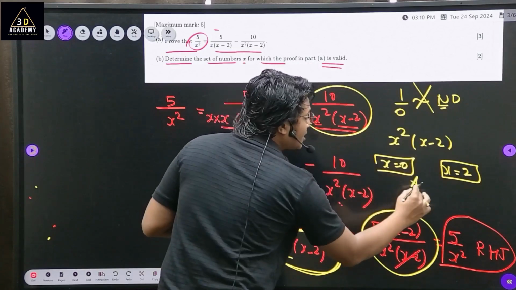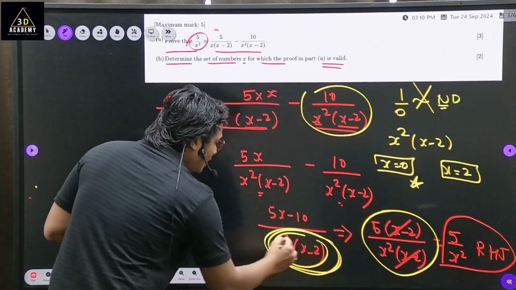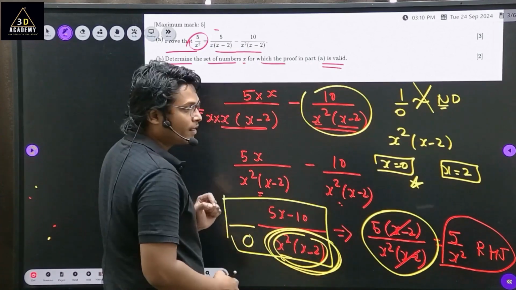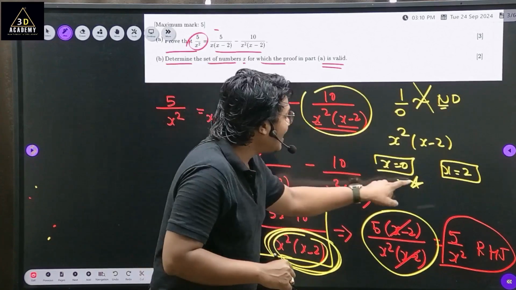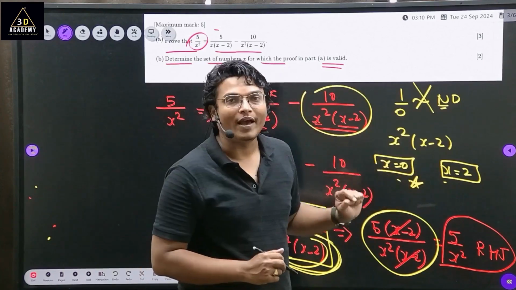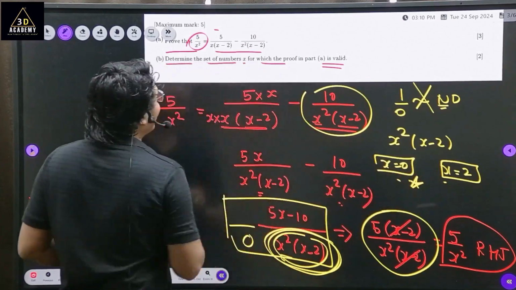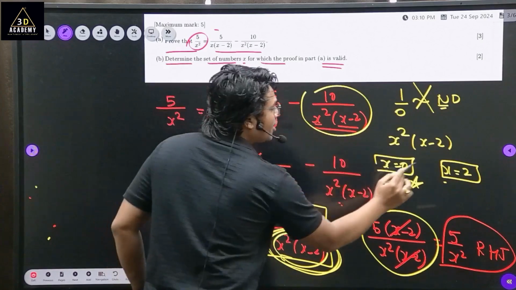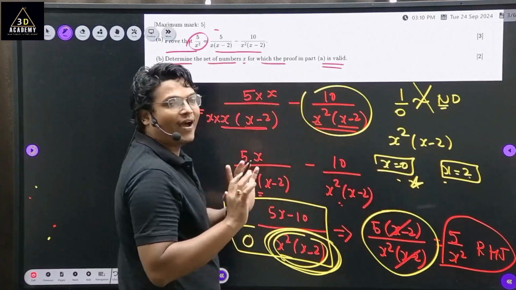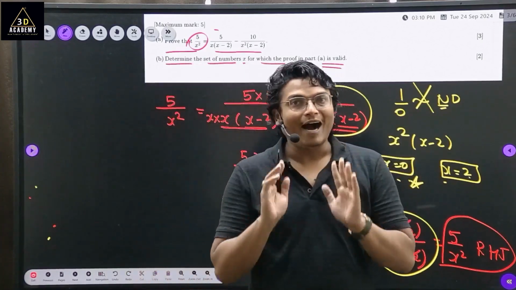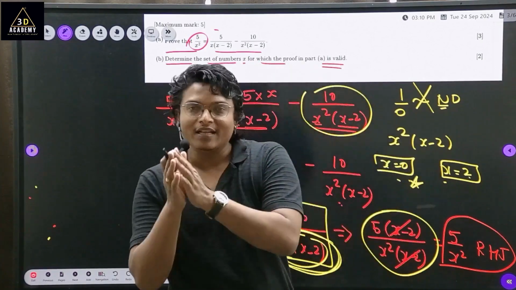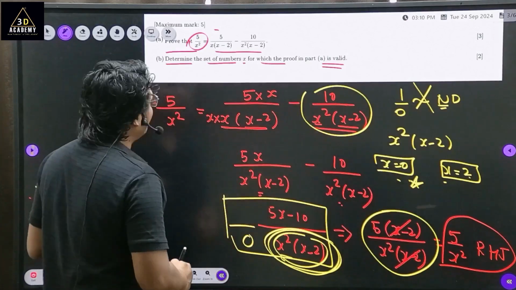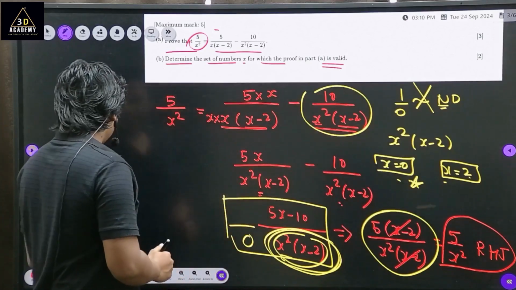If this becomes 0, then our denominator becomes 0, and this question will not be existing. Correct? So it means what? I'll have to exclude these two values. So when the question is asking about validity, for all real numbers except 0 and 2, this will be valid. I hope you understood. If you have not, then you can just repeat the same part that I have explained in the last few minutes. Okay? Let's move on to the next question.